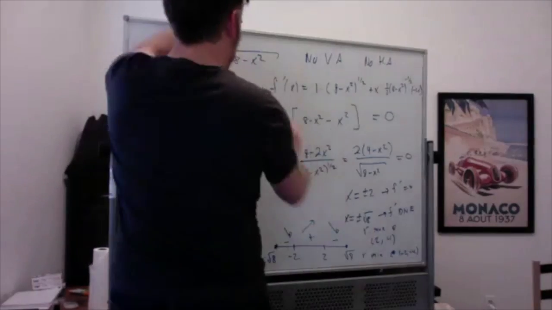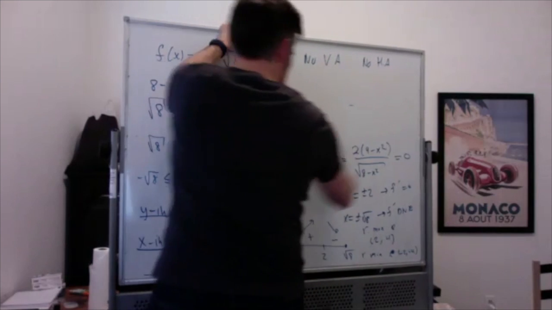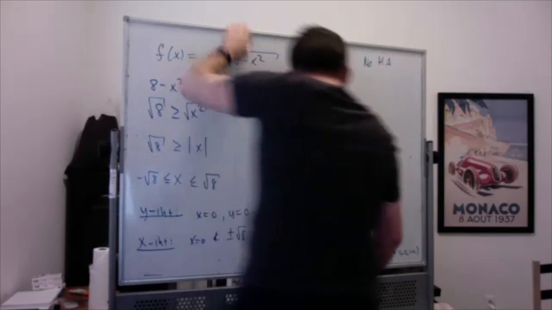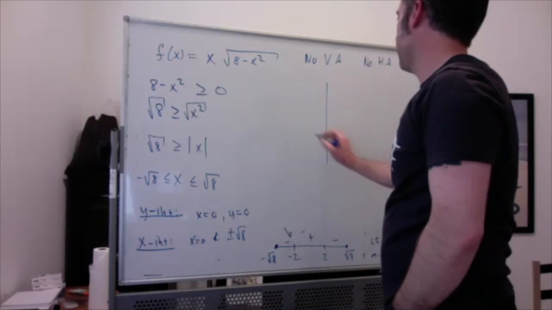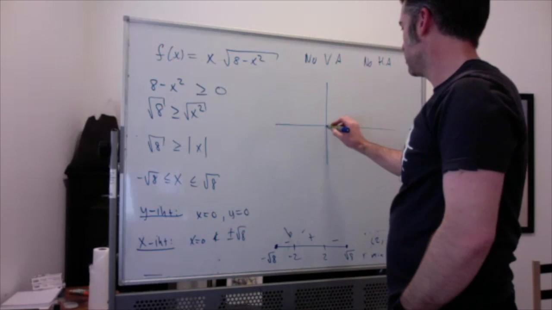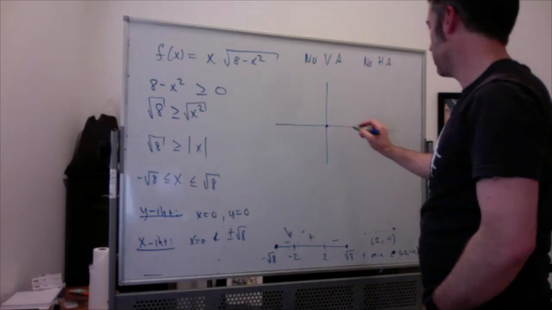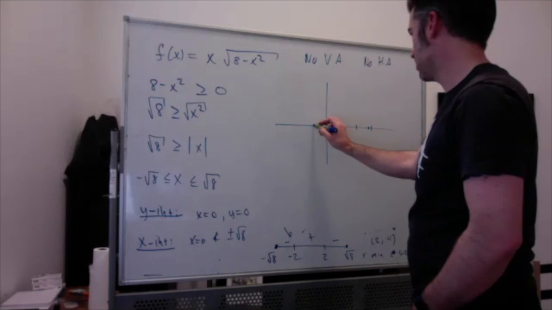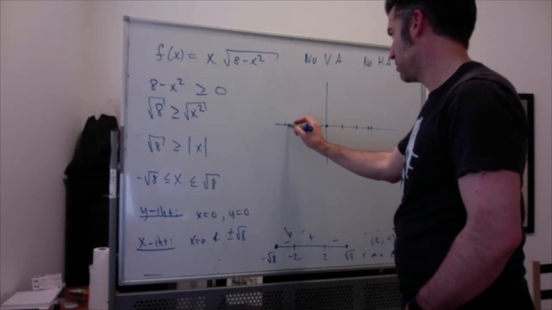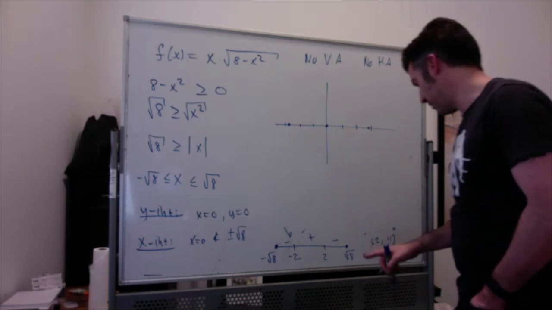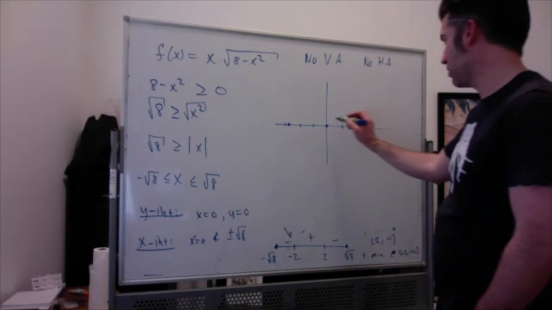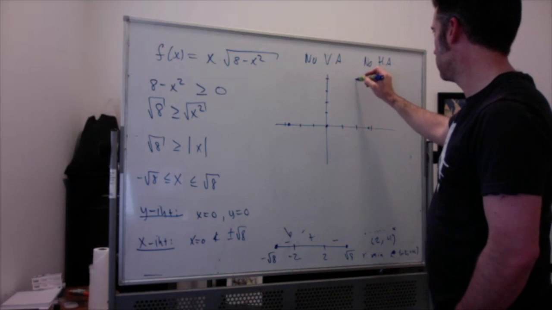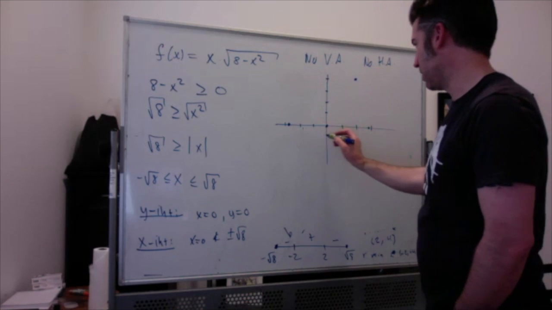Let's graph the darn thing. Okay, here we go. Here's the real exciting graph. Got (0, 0). You know, it ends at root 8 and negative root 8. And I know I have a relative max at (2, 4) and a relative min at (-2, -4).